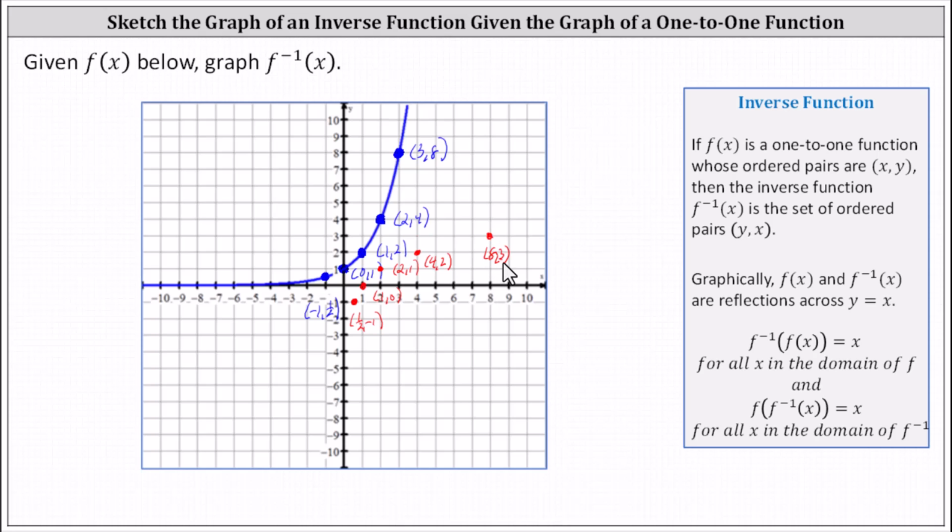The graph of f inverse of x must pass through these 5 points, but also f of x and f inverse of x are reflections across y equals x. So let's also graph the line y equals x to make it easier to graph an accurate graph of f inverse of x.